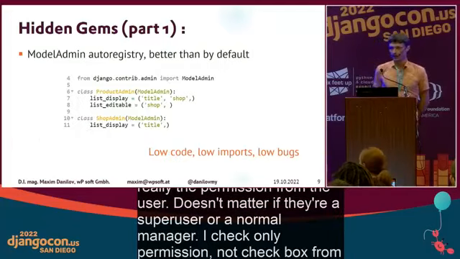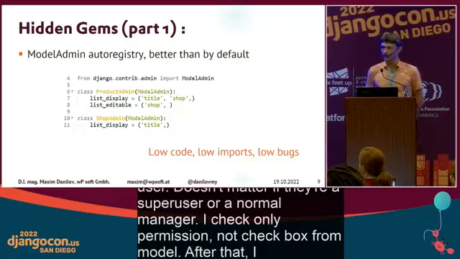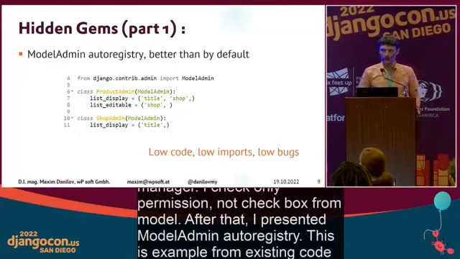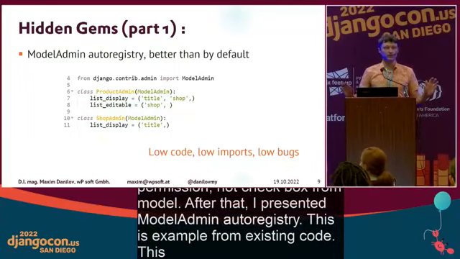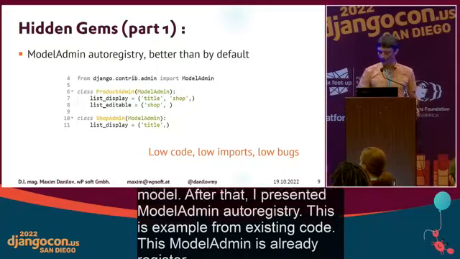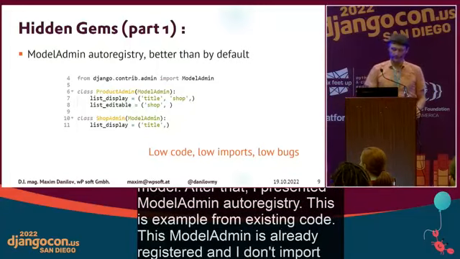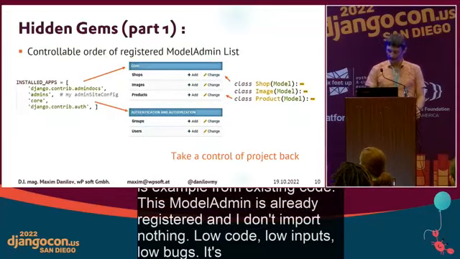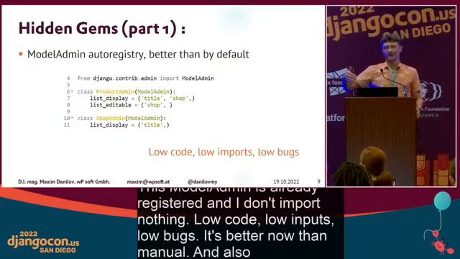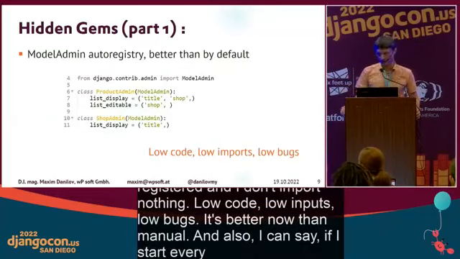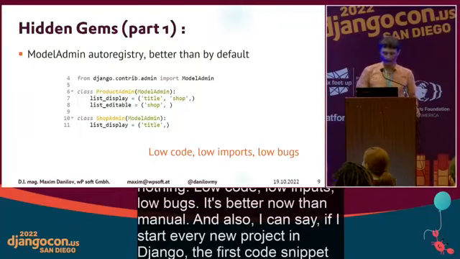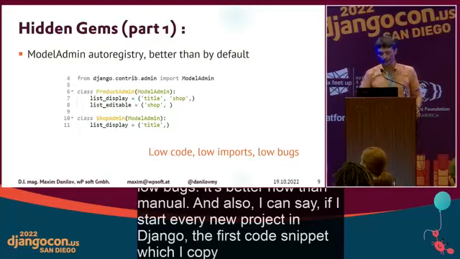After that, I presented model admin auto registry. This is an example from existing code. These model admins are already registered, and I don't import anything. Low code, low imports, low bugs. It's better than doing it manually. And I can also say, if I start every new project in Django, the first code snippet which I copy-paste is the model admin auto registry snippet.